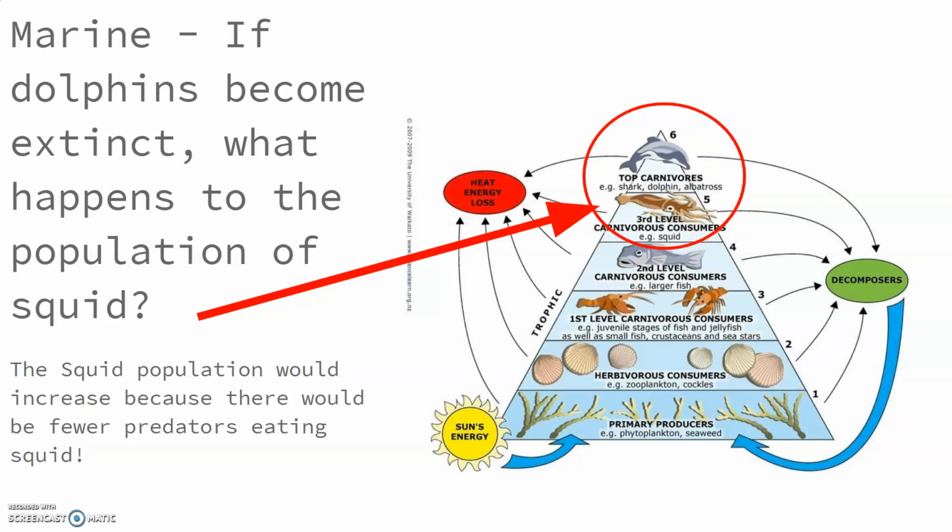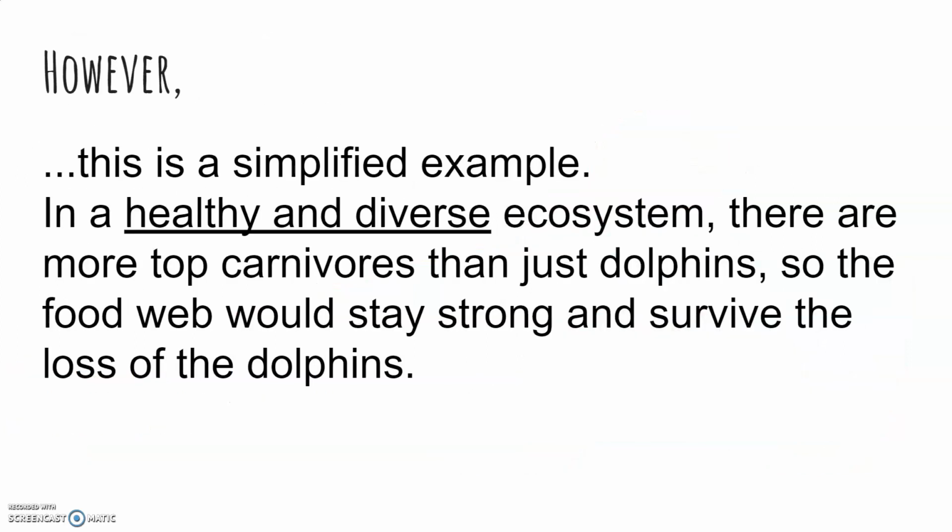Does that make sense? So also, you can think about it even one more layer. If there were more squid, what would happen to the fish that they eat? Squid would probably be then competing for food, so the population of those fish would go down. So, like I said before, these are super simplified examples of the living things in any ecosystem. In a healthy and diverse ecosystem, there are more top carnivores than just dolphins. So the food web would stay strong and survive the loss of the dolphins.